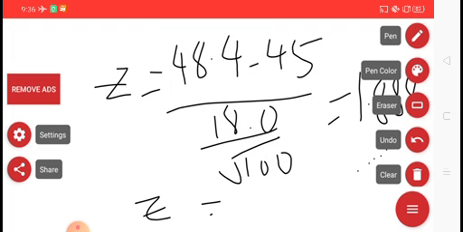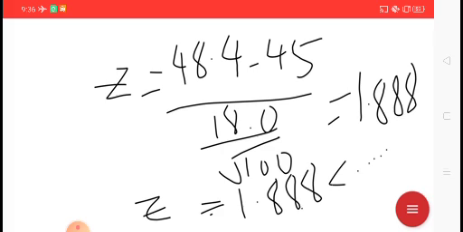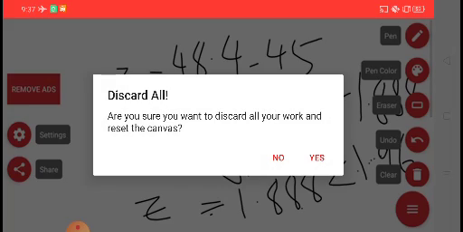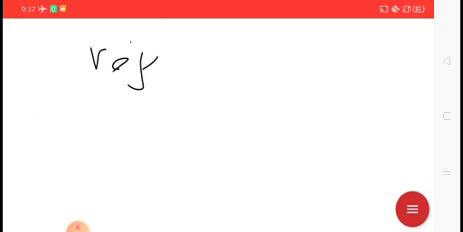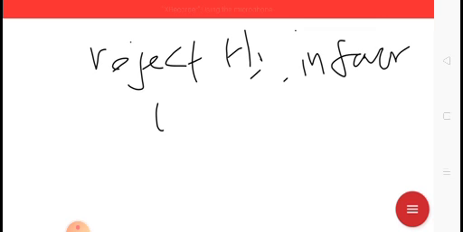Z is equal to 1.888, which is smaller than 1.96. Positive compared to the positive side, right? In this situation, you can confirm that the mean that you found is not in the critical region. If not in the critical region, what is the statement? Your statement is reject H1, in favor of H0.